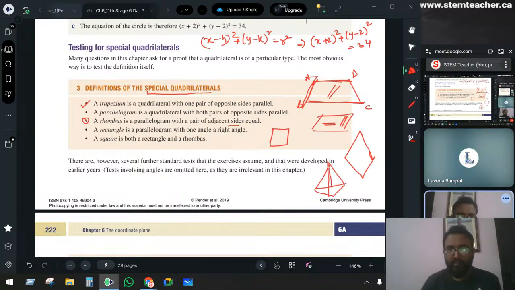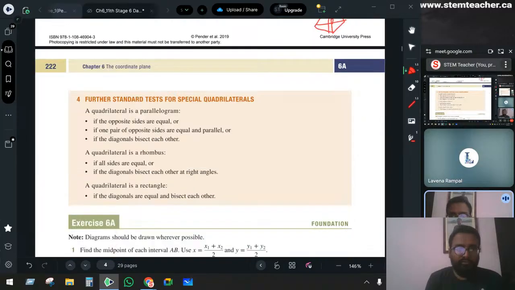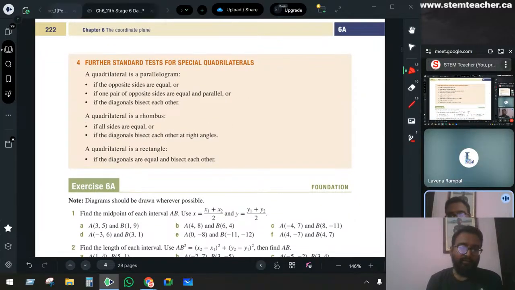Here actually the diagonals are perpendicular. There is another alternative definition. So you can understand that a rhombus is a parallelogram with a pair of adjacent sides equal. There are different images for the standard tests for special quadrilaterals. Please read up these points.